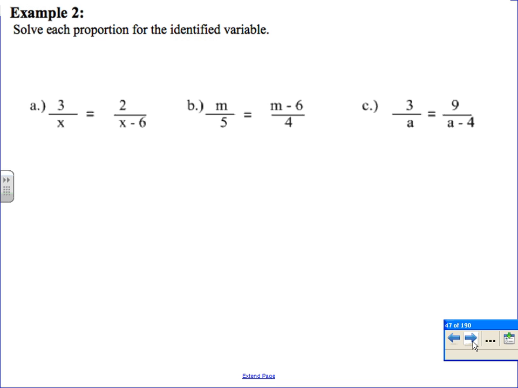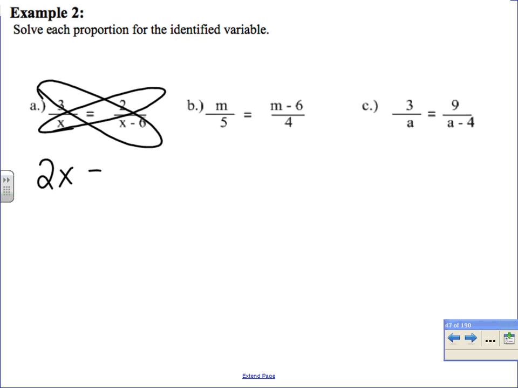Here's what Matt and Emma H were discovering. Cross products, but they add in some stuff. So multiply across. 2 times x is 2x. Multiply across the other way, and we have 3 times, you need parentheses, because like Matt said, it's 3 times the entire x minus 6, not just 3 times x. It's 3 times x and 3 times negative 6.